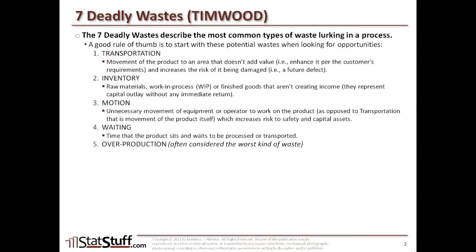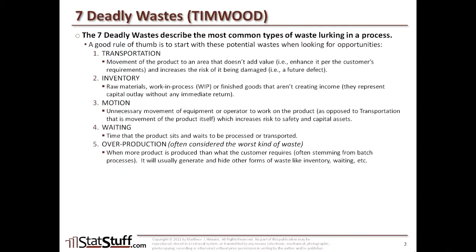Next one would be overproduction. Very often this is considered one of the worst kinds of waste. It's when there's too much being produced, more product than what the customer really wants, and it usually comes out of something like a batch process. Now, this will usually hide other types of waste like inventory and waiting, which is often why it's considered one of the worst kinds of waste.